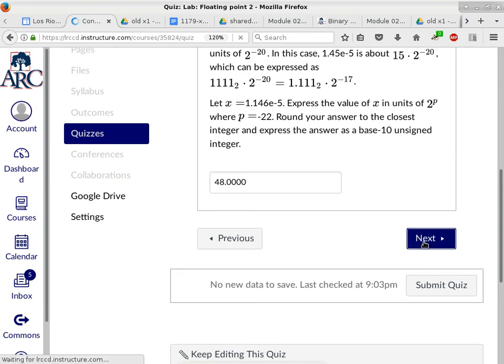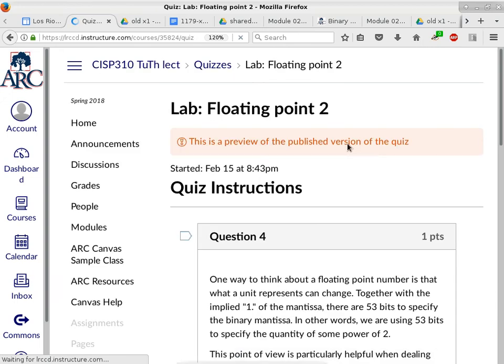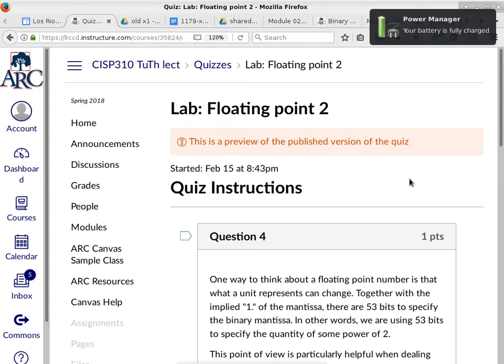The next question is really the flip side of this. Question number 3 is asking you about the quantity, but it is fixing the unit. The next question is asking you about the unit, and it doesn't really care about the quantity.